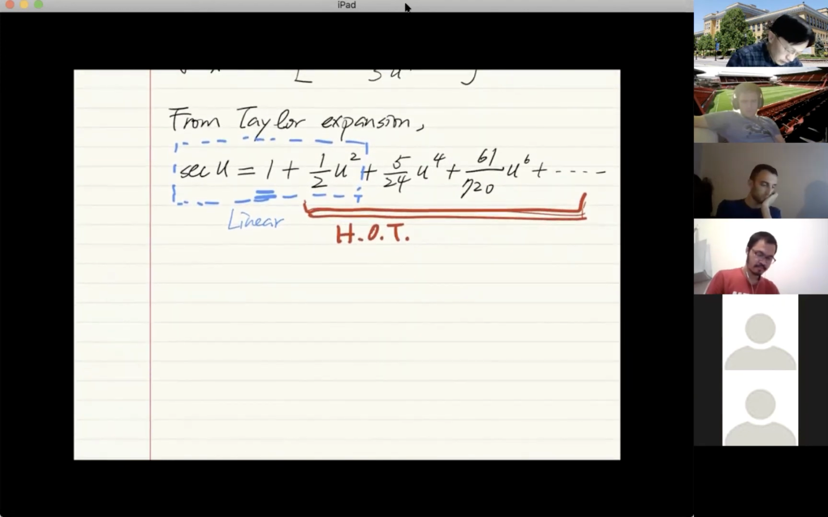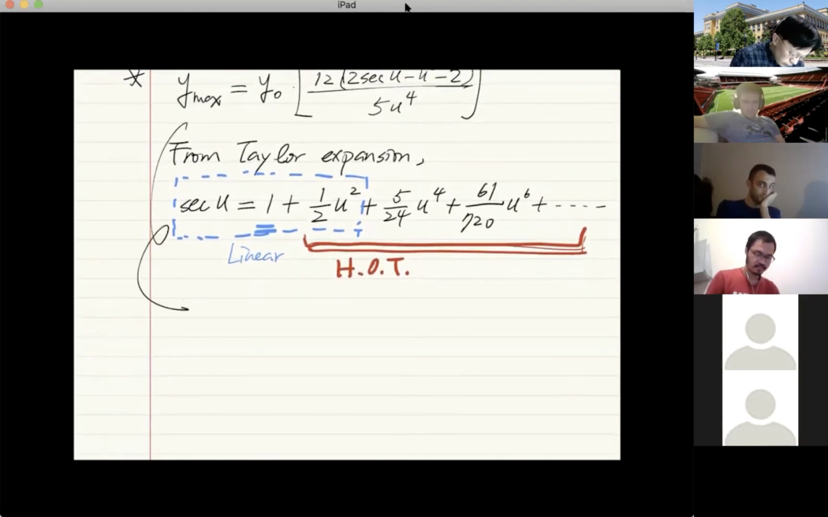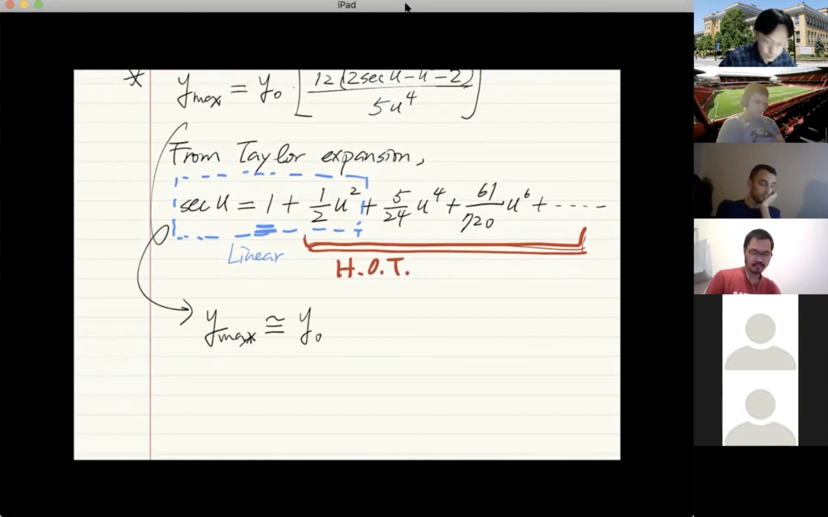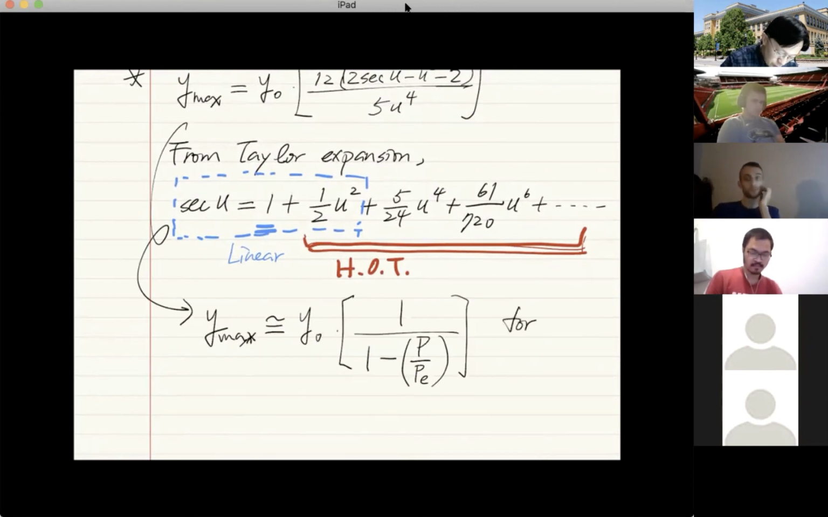And so from here, we can expand it and we can write that Y maximum can be approximated to Y naught, which is that coefficient, times this expression, which is 1 over 1 minus P over PE. And this kind of equation is usually used in the design. So this is for design purposes.